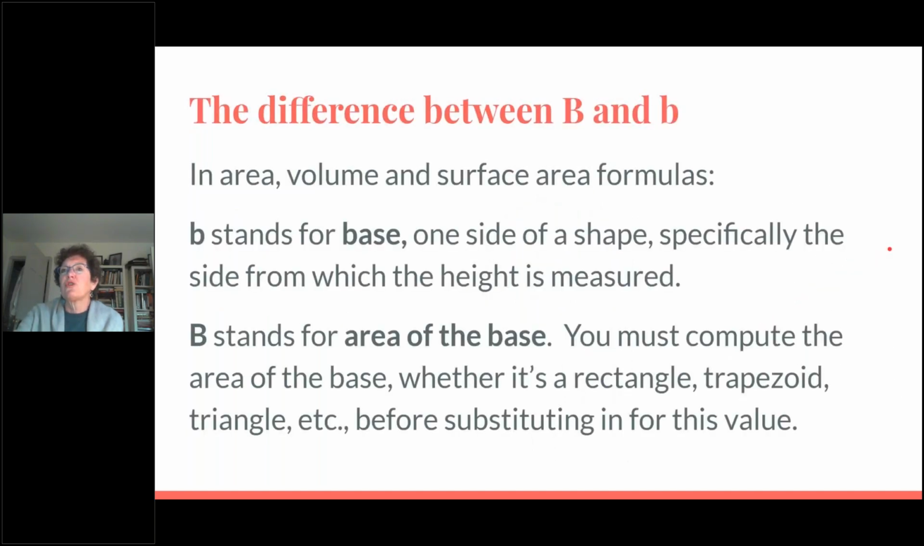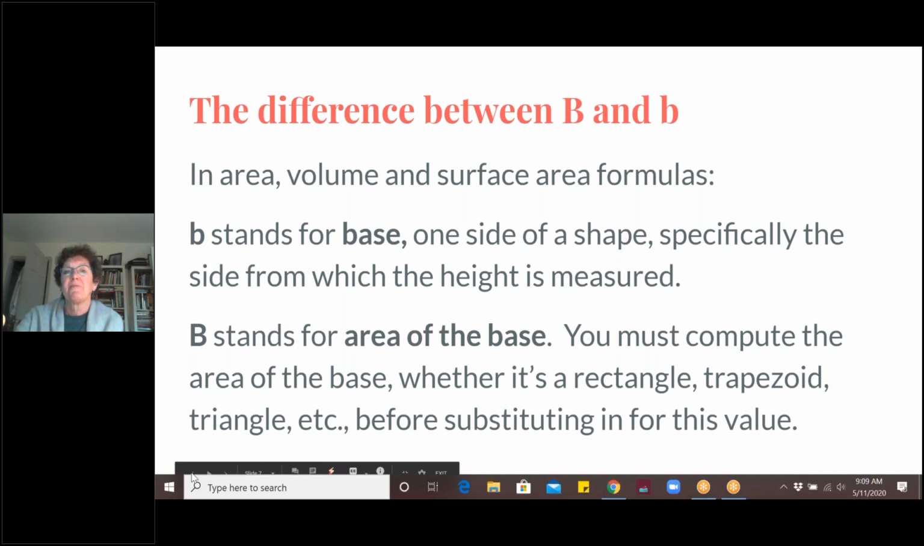So there's a really important point that can also be confusing, and that's the difference between the capital B in a formula and lowercase b in a formula. So the capital B is the area of the base, and the lowercase b is just one side of a shape. So I'm going to go back and look at these here.